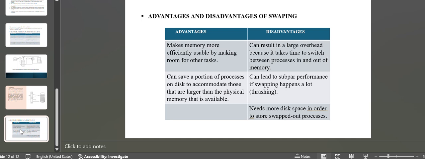Advantages: it makes memory more efficient and usable by making room for other tasks, and can save a portion of a process on disk to accommodate those that are larger than the physical memory that is available. And disadvantages: it can result in a larger overhead because it takes time to switch processes in and out of memory. It can lead to subpar performance if swapping happens a lot, and needs more disk space in order to store swapped-out processes.